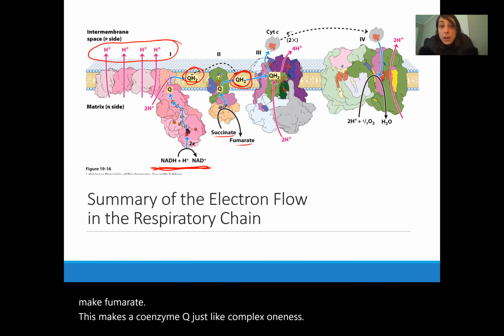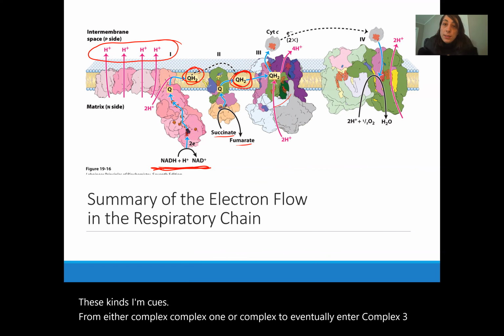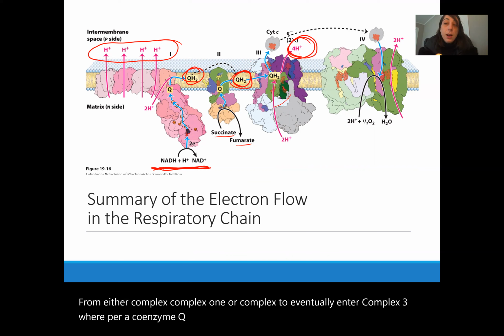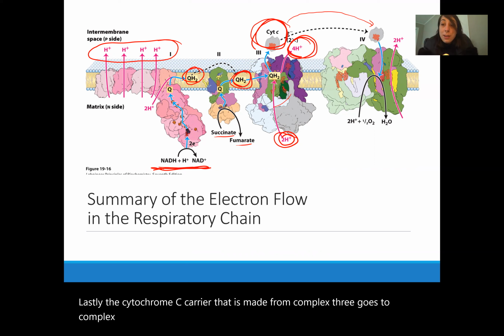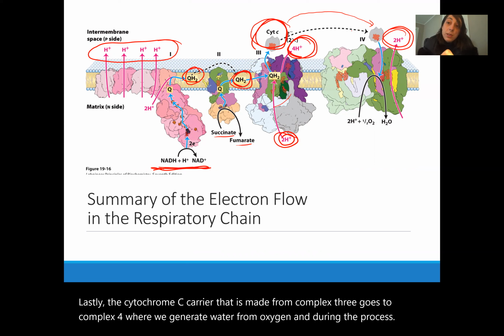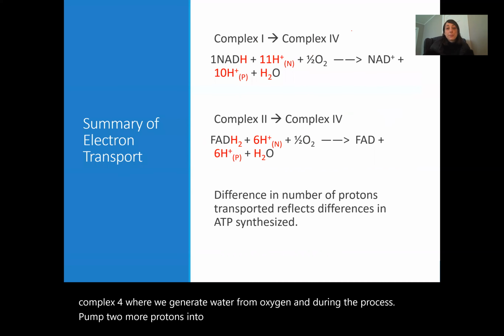These coenzyme Qs from either complex 1 or complex 2 eventually enter complex 3, where per coenzyme Q, we are going to pump another 4 protons into the intermembrane space. We also take 2 from the matrix during this process. Lastly, the cytochrome C carrier that is made from complex 3 goes to complex 4, where we generate water from oxygen, and during the process, pump 2 more protons into our intermembrane space.